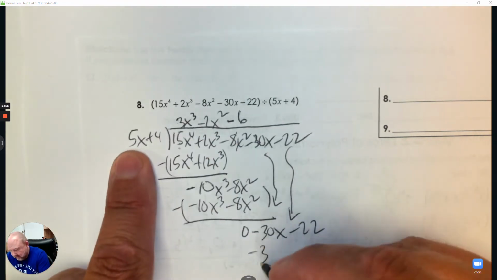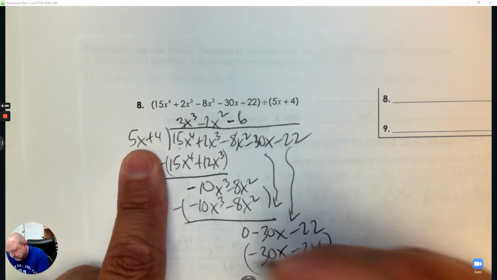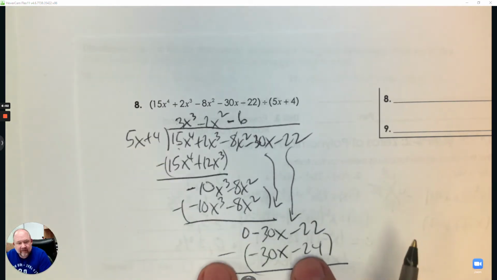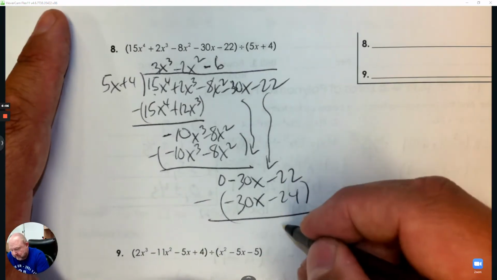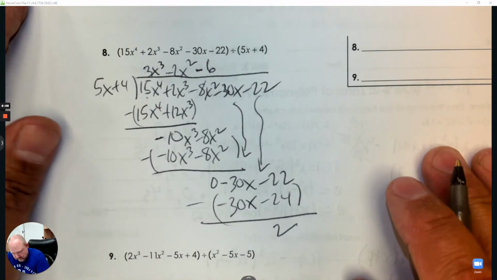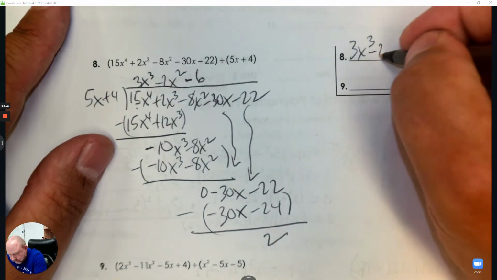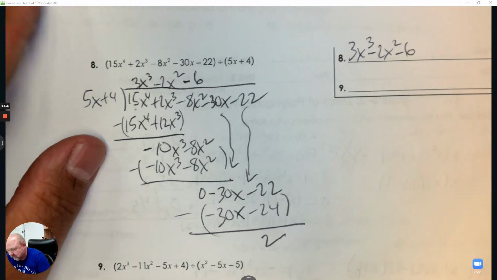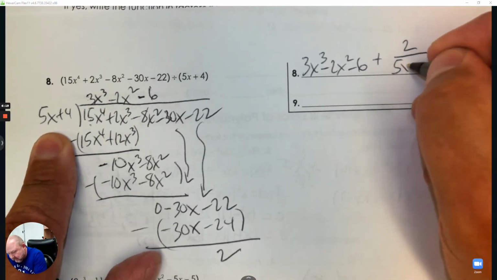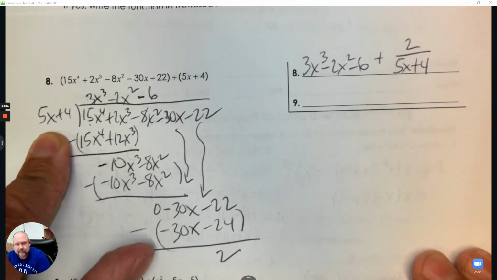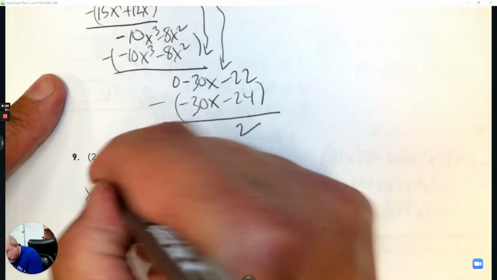So there's no x term there. That's negative 30x minus 24. When you subtract a negative, you're adding. So it's really negative 22 plus 24. So that's 2. And then your answer. So that's 3x cubed minus 2x squared, subtract 6. And then a fraction. So it's 2 over 5x plus 4. All right, number 9, again, I have to use long division.